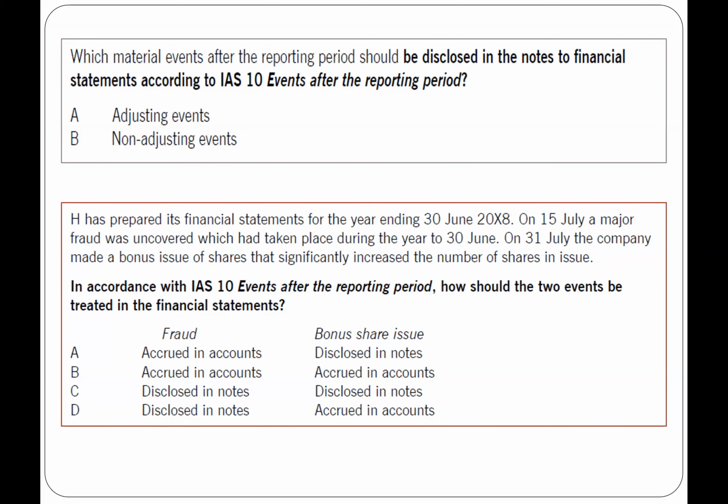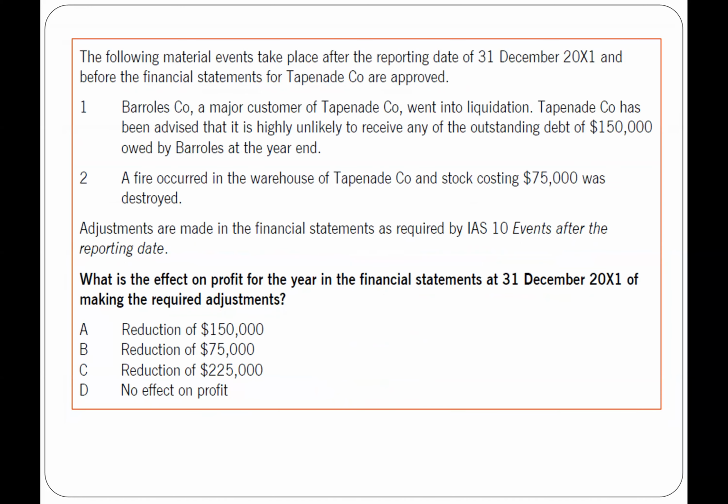Right, so again, I've put some more questions for you to look at and research. Maybe let's look at this together. The following material events take place after the reporting date of 31 December 2021 and before the financial statements of Tapenet Company are approved. The question is, what is the effect on profit for the year in the financial statements at 31 December 2021 of making the required adjustments?